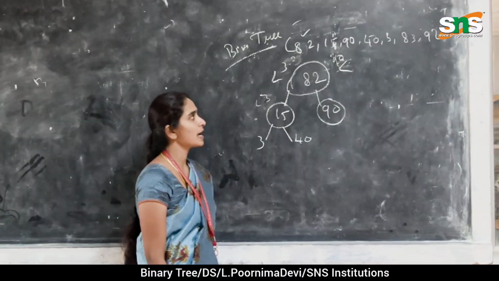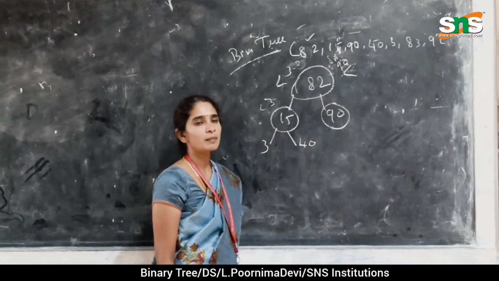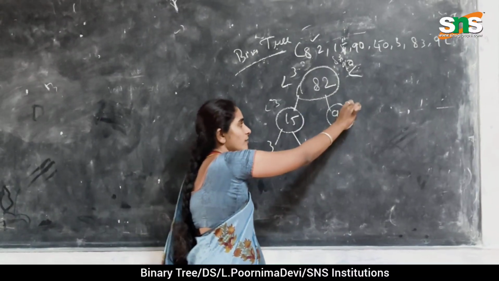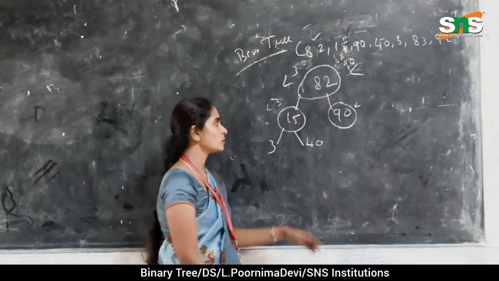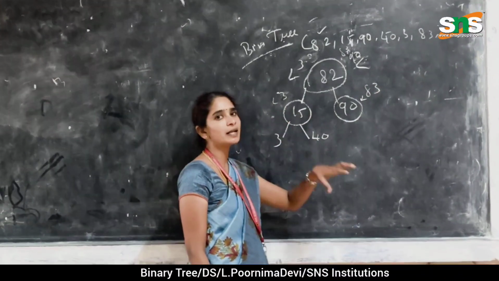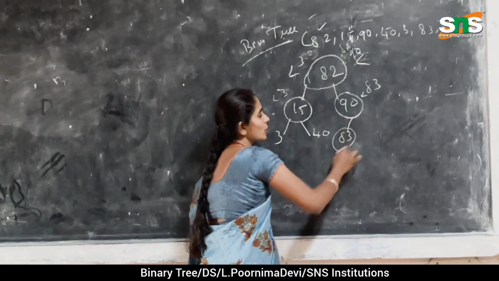The next one is 83. 83 is greater than the root node, so we move the element to the right side. On the right side we have another parent node, 90. So we check 83 with the parent node 90. It is absolutely a smaller one, so we move to the left side of the parent node 90.